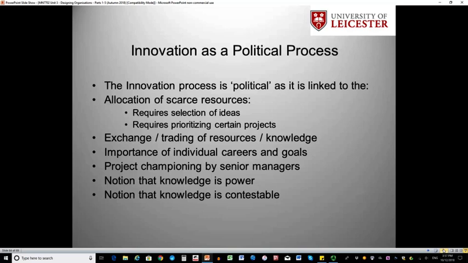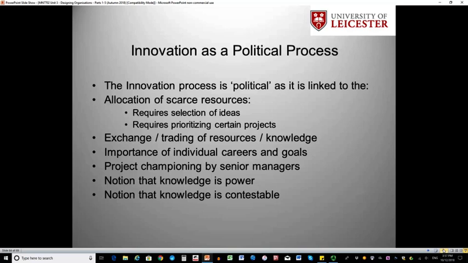So when we're thinking about the selection of ideas, it's not always as simple as using the tools I talked about earlier. It's not always about rationality and the application of techniques. It is often about politics. And so the political side of organisations can shape the selection of ideas and the prioritisation of different projects.